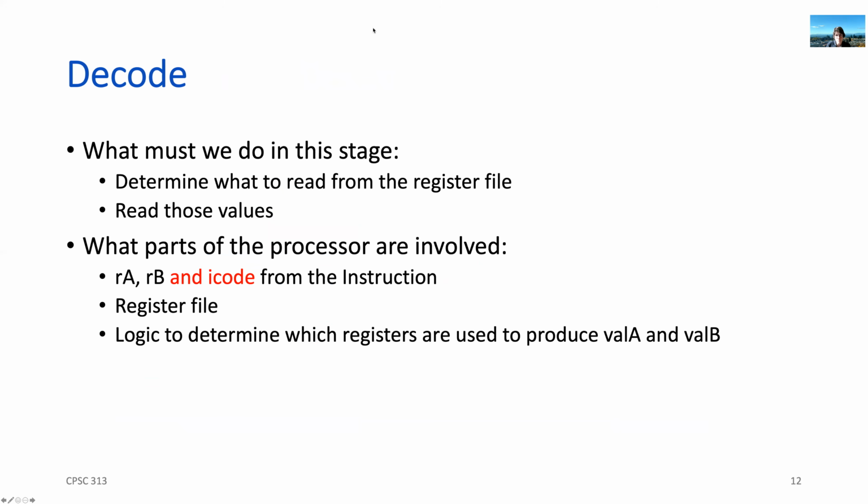So we started out by saying that the decode stage needed RA and RB, but in fact, it also is going to need the icode.